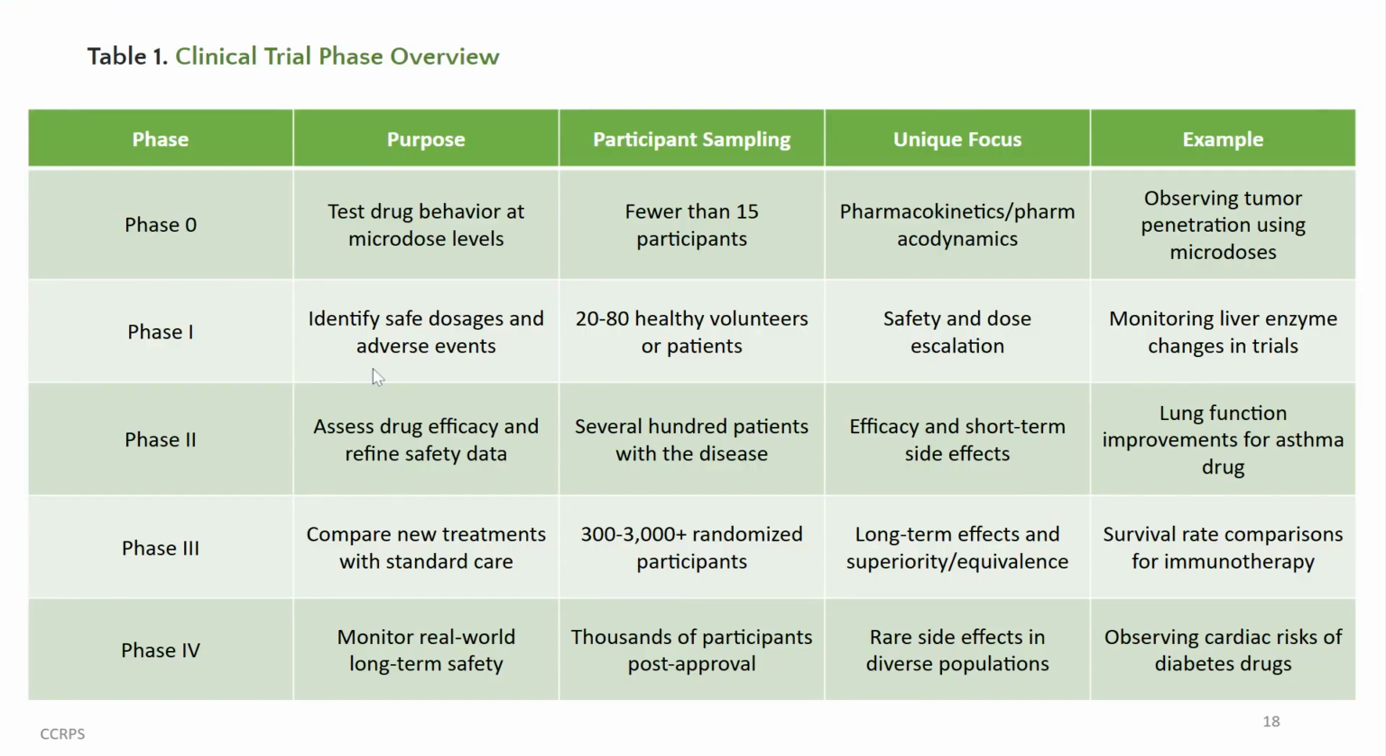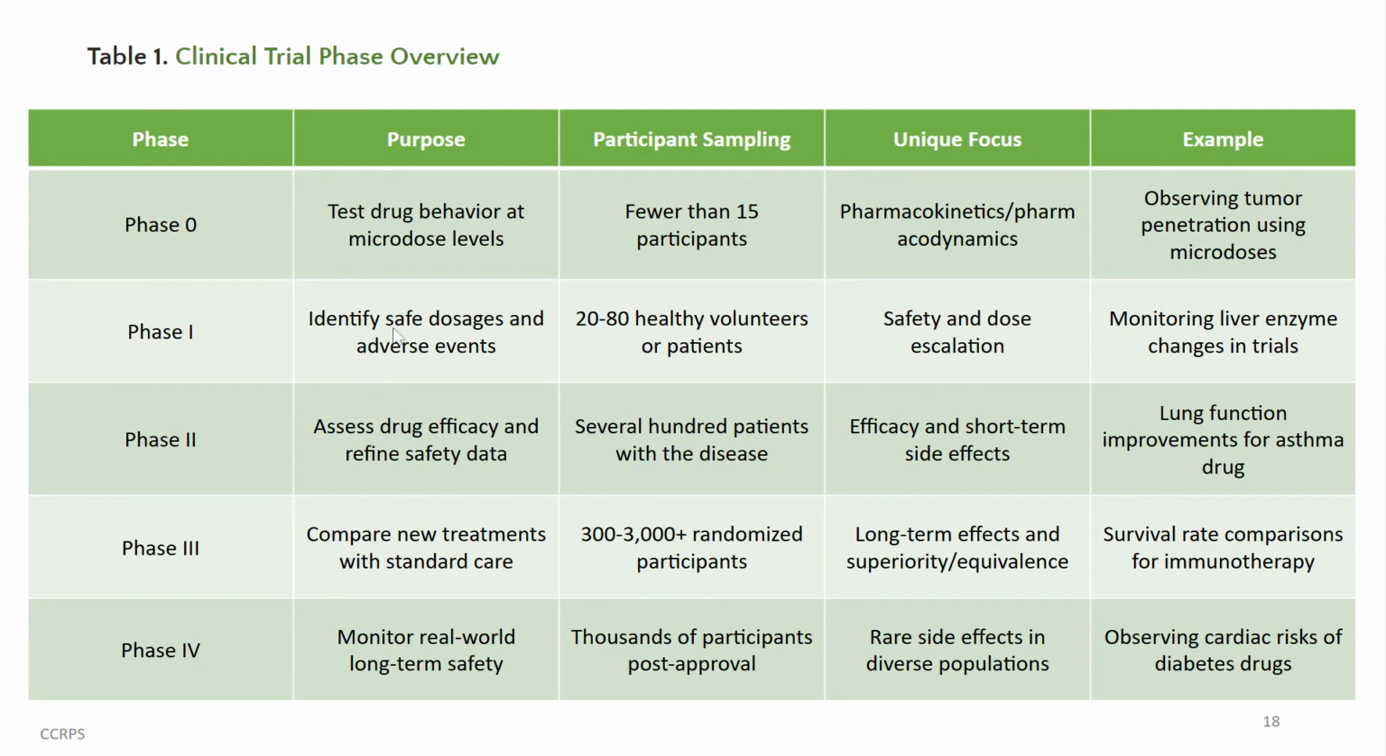We have summary tables to summarize what we have explained in this video, as in clinical trial phase overview. We have the phase, the purpose, participant sampling, unique focus, and example. Phase 0, purpose is to test drug behavior, initial behavior at microdose levels that are pharmacologically insignificant. Sampling is very small, fewer than 15 participants.